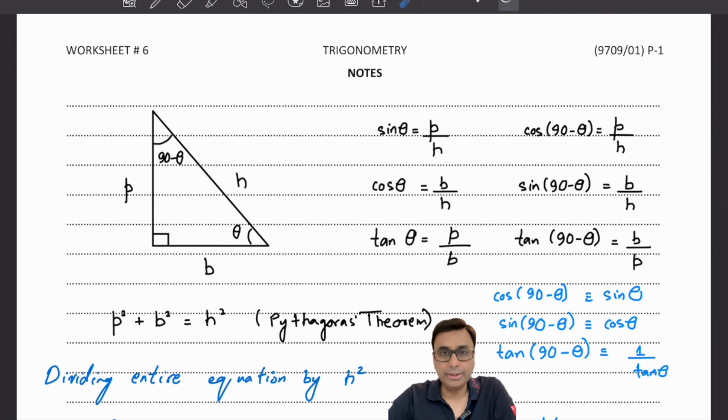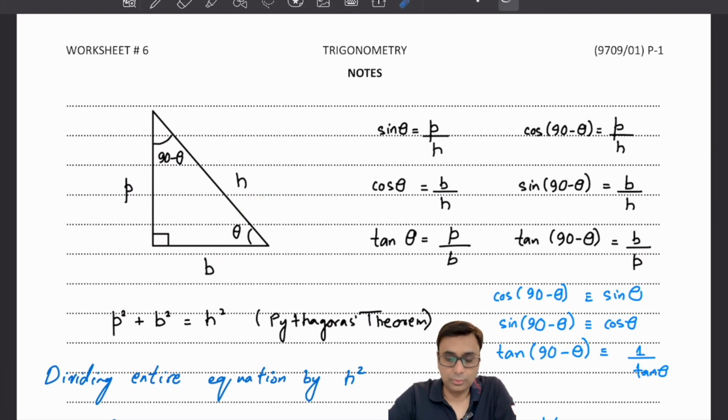Now you need to learn these trigonometric ratios, which includes sine theta, which is perpendicular upon hypotenuse, cos theta, which is base over hypotenuse, and tan theta, which is equal to perpendicular upon base. Apart from that, there's another formula that relates the three sides of the triangle, that is called Pythagoras theorem, which means that hypotenuse square is equal to perpendicular square plus base square. Now let's look at what other formulas we can get out of here.